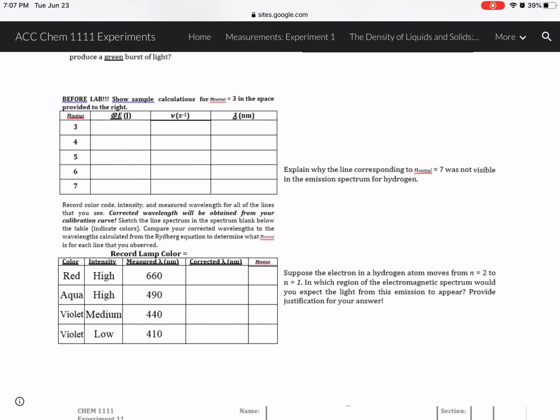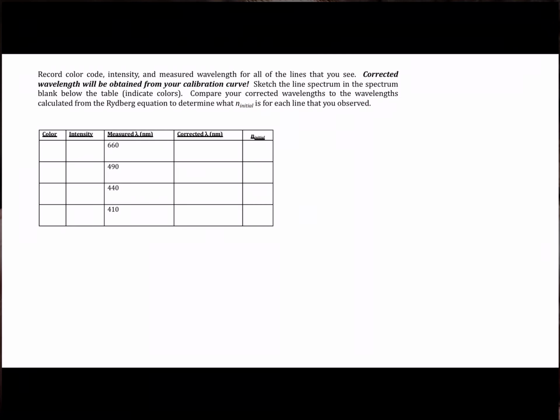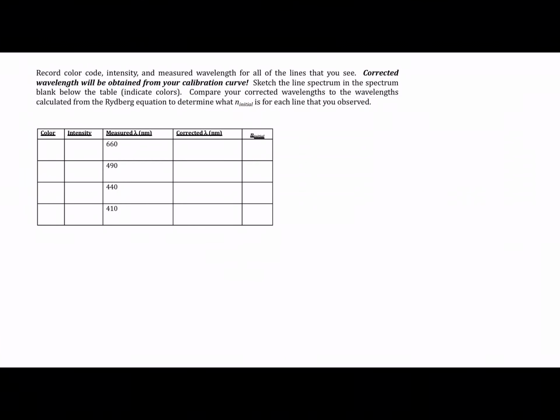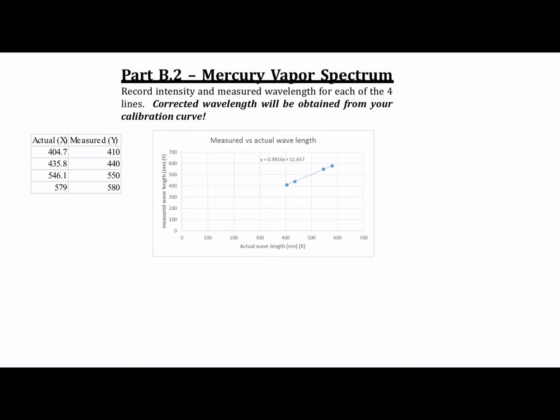Now to do that, we need to refer to the calibration curve that we drew with the mercury vapor spectrum. Okay, so let me show you how to do that. These are the measured wavelengths for the hydrogen spectrum: 660, 490, 440, 410. Now we need to find out the corrected wavelengths. So how do you do that? We need our calibration curve.